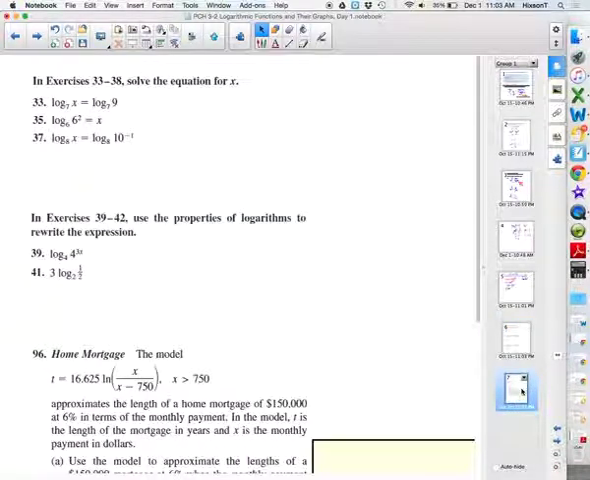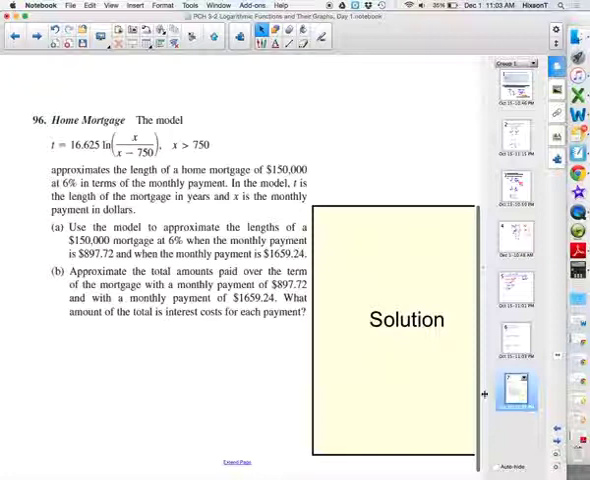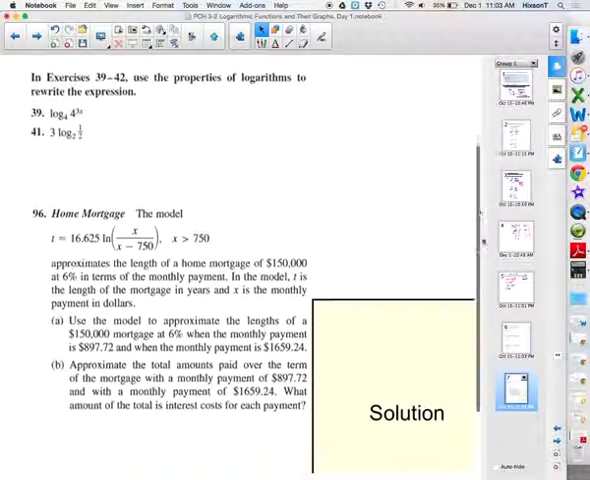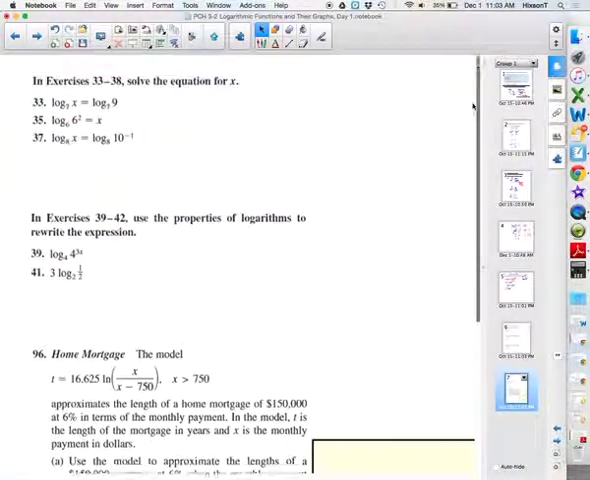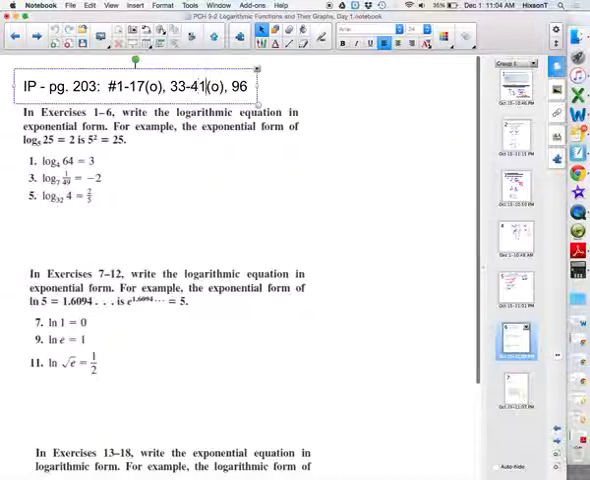And then there's a few applications, some just equation solving, and then number 96 is a home mortgage. You know what, why do I have 39 and 42 in there? Omit 39 and 41. So just do this to 37. Right now.